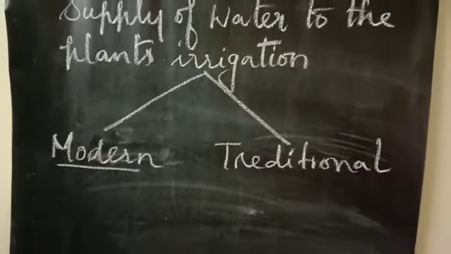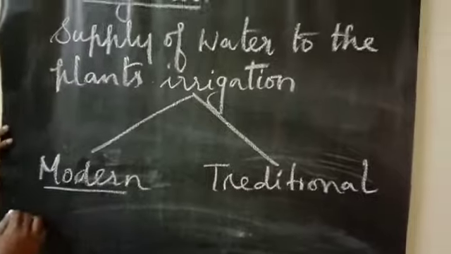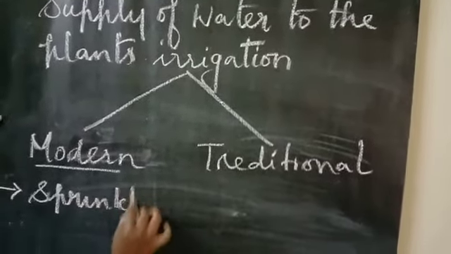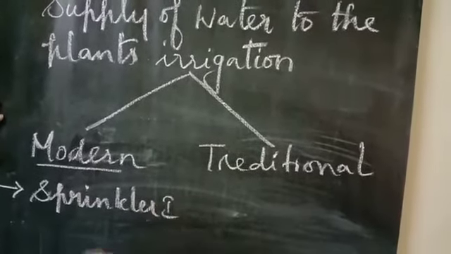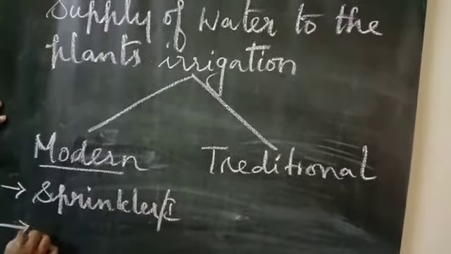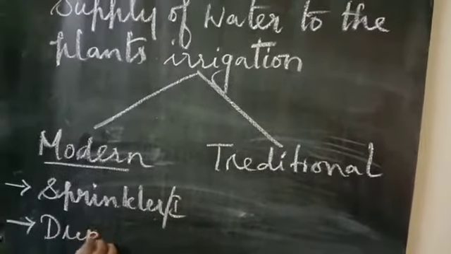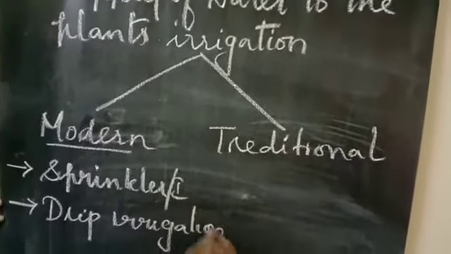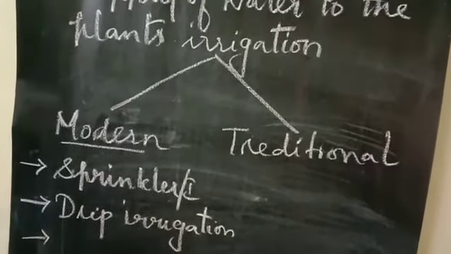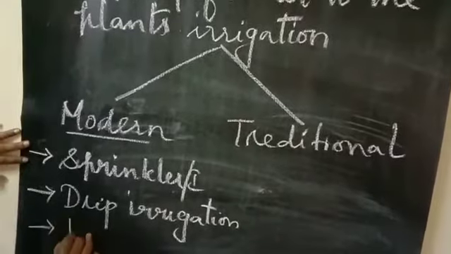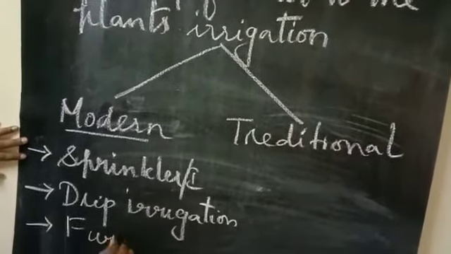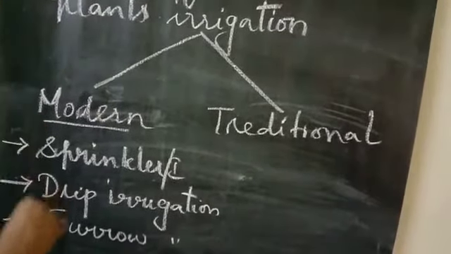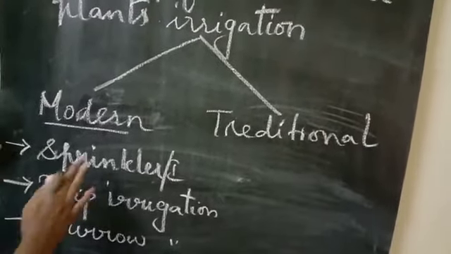What do you mean by modern irrigation? It consists of sprinkler irrigation, next drip irrigation, and next furrow irrigation method.